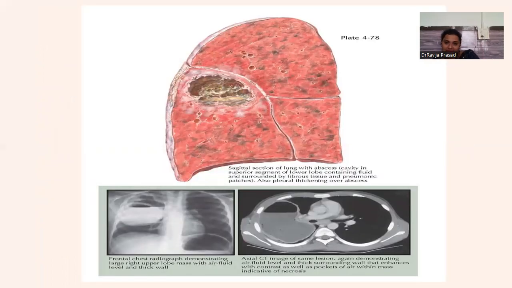So this is the shaggy primary lung abscess you can see. This is the sagittal section of the lung with the abscess, where the primary lung abscess has developed. As you can see, this is the shaggy lung abscess part. Okay. A pneumonic patch is being developed. This is the CT and this is the X-ray demonstration you can see.